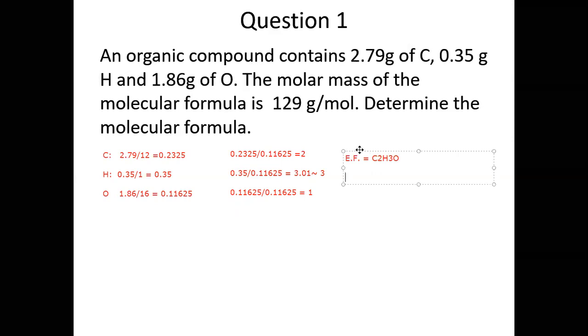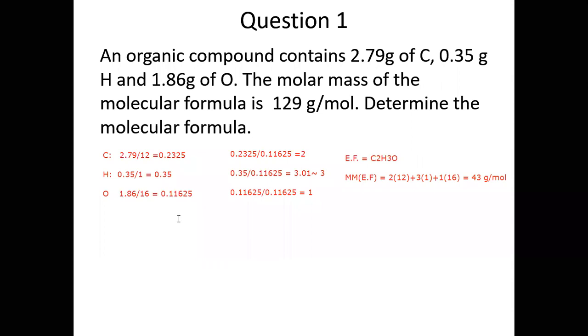And so to get the molar mass of the empirical formula, it's 2 times 12, 3 times 1, 1 times 16. And we get 43 grams per mole. So that's the molar mass of the empirical formula.